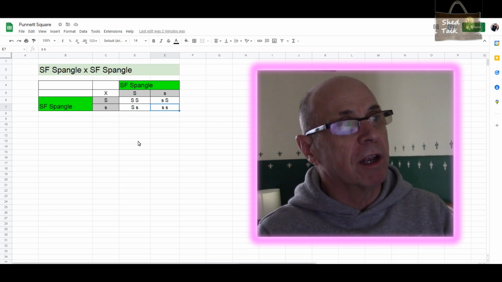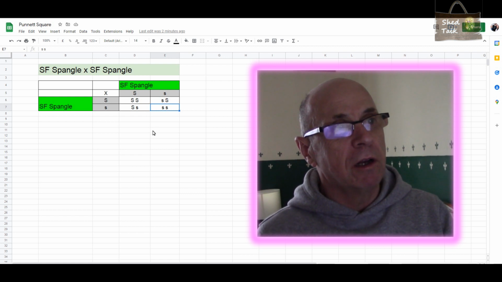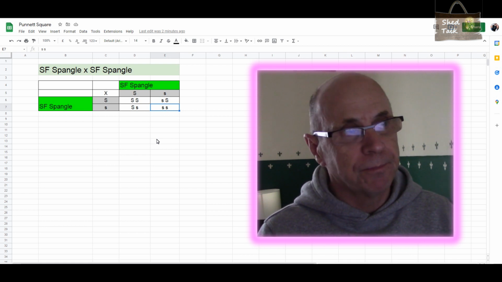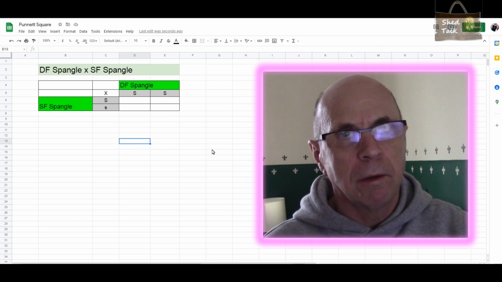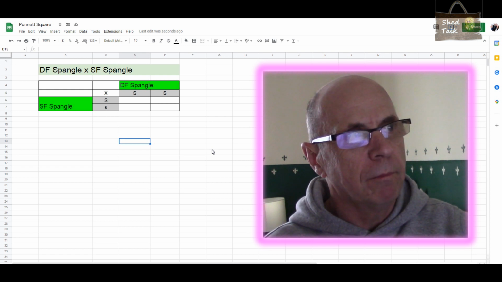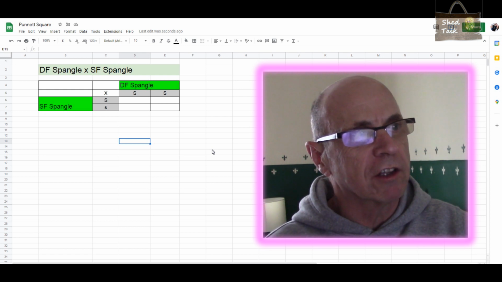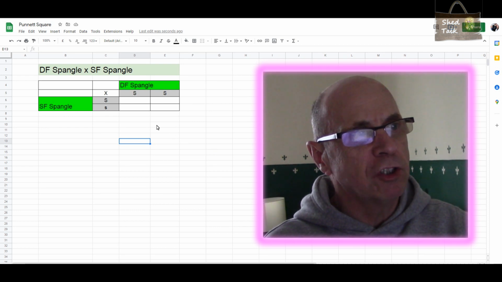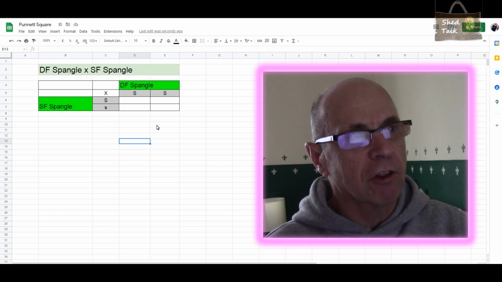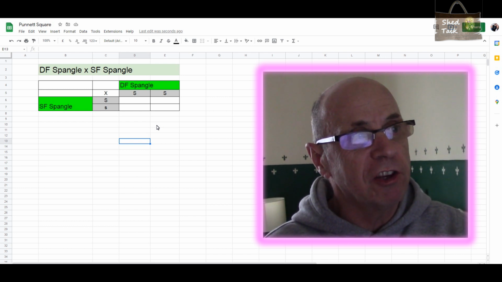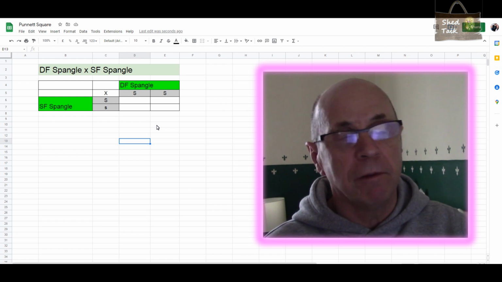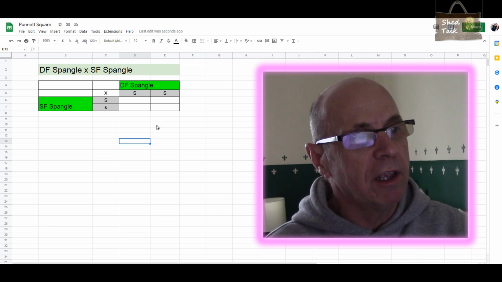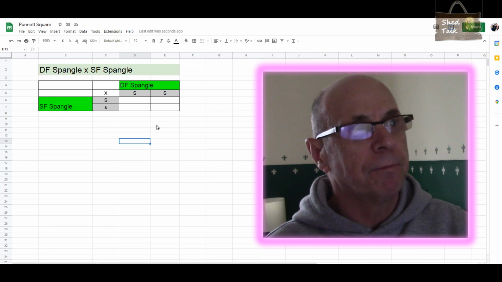So I'll do a double factor Spangle and a single factor Spangle. You can then work out what the outcome is going to be and then check it with mine. So there we go then, there's the double factor cross single factor Spangle Punnett Square with it all partially filled in. See if you can complete the square and work out the percentage outcome for this particular pairing. What I'll do now is if you pause the video and work that out, and then we'll come back and I will have completed it.